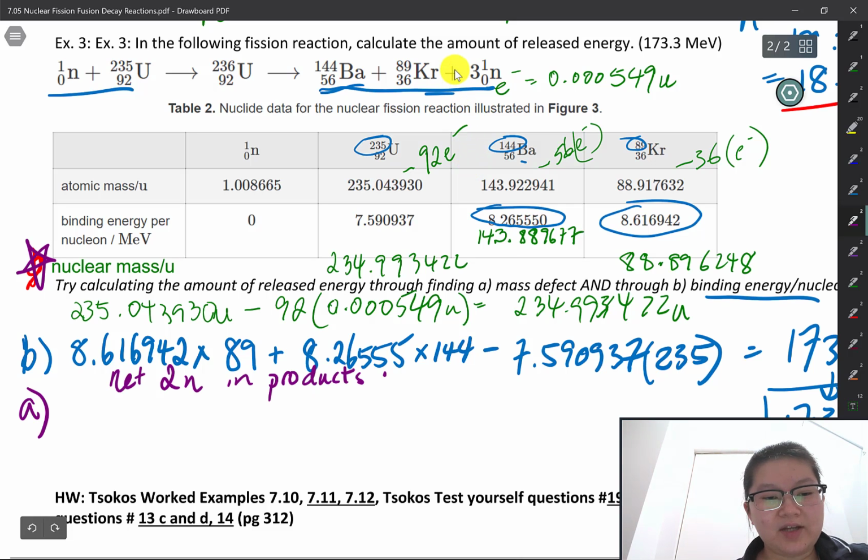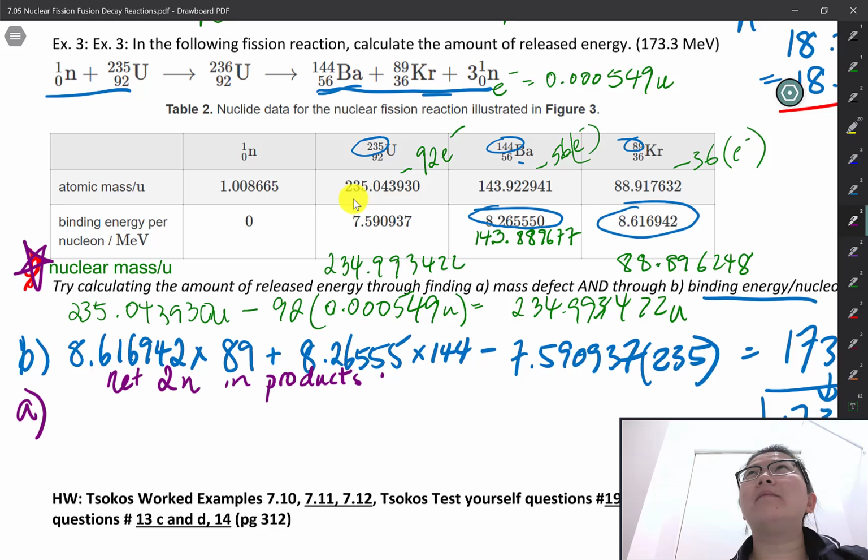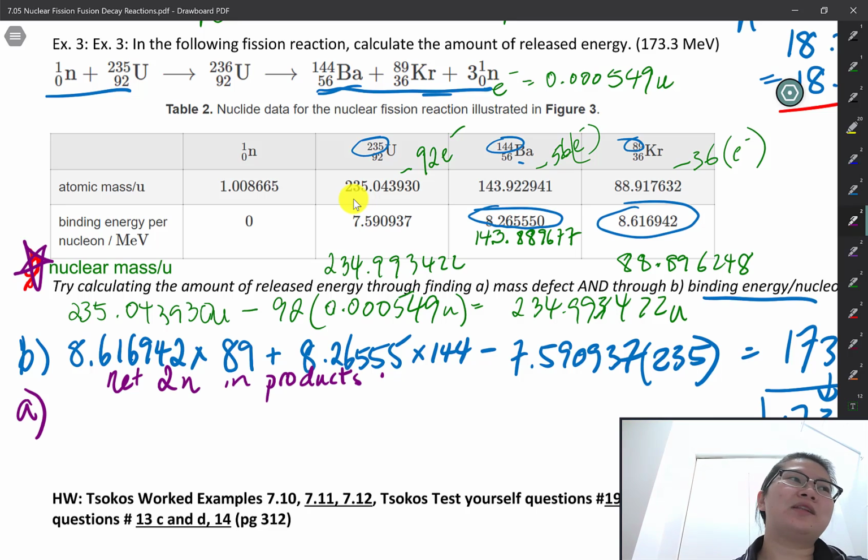So here I just wrote a note to ourselves. Then we will again compare the masses. Since we're talking about a spontaneous reaction, we expect there to be more mass in our reactants than in our products, because that's where the energy released is going to come from. It's going to come from the mass of our reactants.